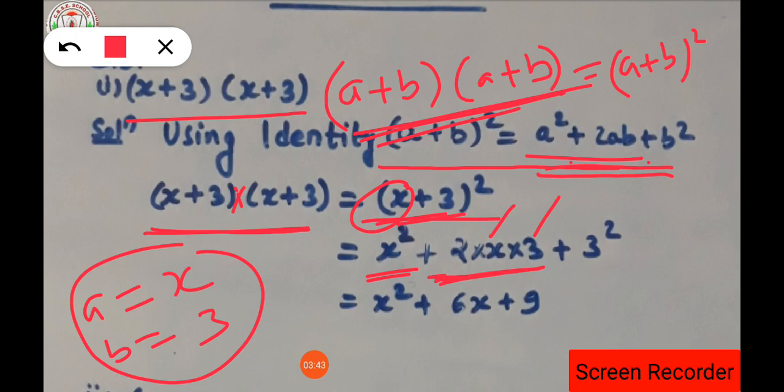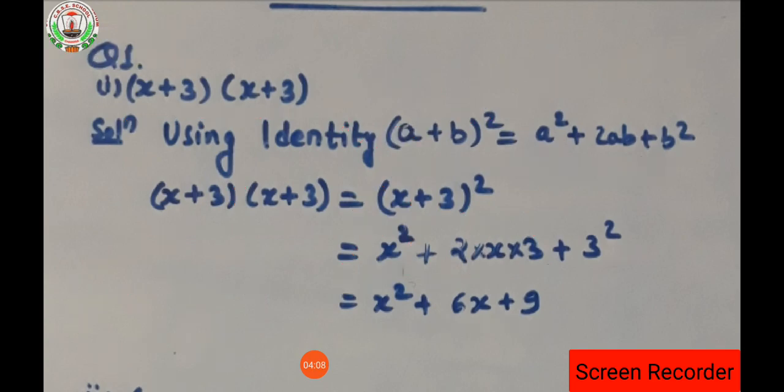Then what is b value? B value is 3. So it will be 3 square, as the formula is b square, isn't it? So x square will remain as it is. Here 2 into 3 will be 6 and x will remain 6x. Then 3 into 3 is 9. So since it is an addition identity, it will become addition itself. So x square plus 6x plus 9 will be the answer.